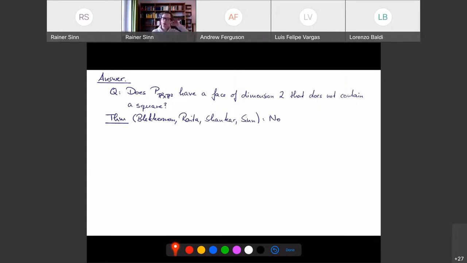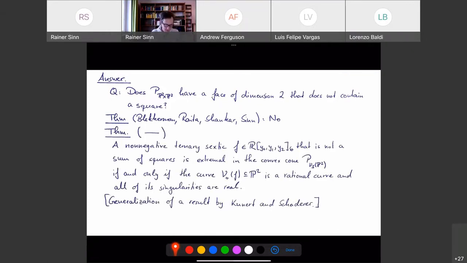So this will be a forthcoming paper, hopefully soon, on the arXiv, together with Greg Blekherman, Bogdan Raiţă, and Isabelle Shankar. And the proof of our theorem goes via this associated ternary sextic. So we look at these polynomials in three variables of degree six, and we study this cone, right? This is the same as the cone, in the notation before, of the Veronese, the three-upper embedding of P2.